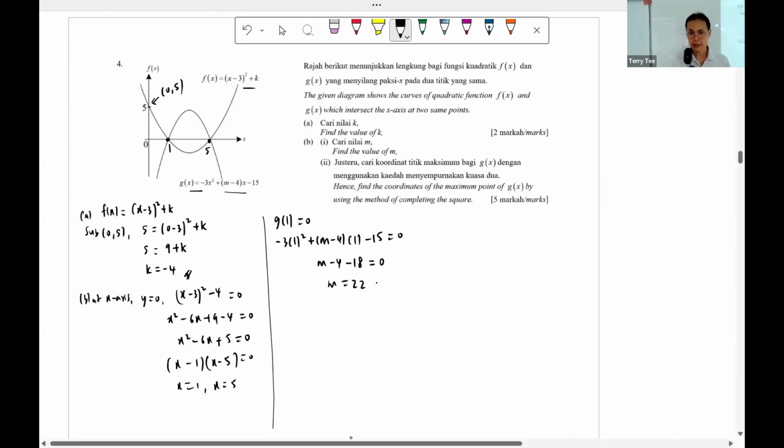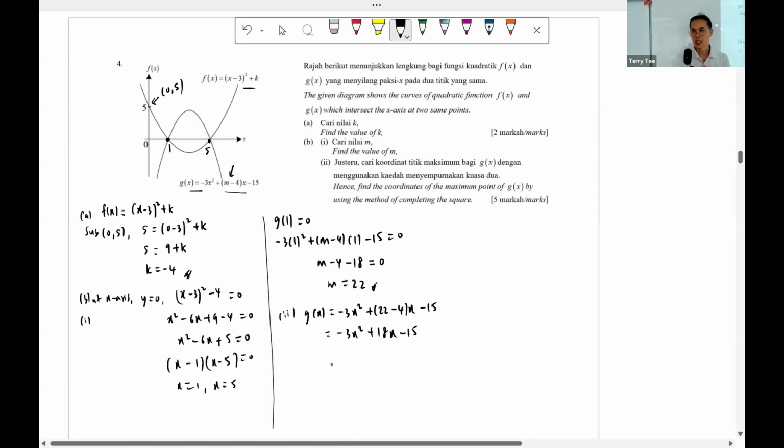Now that I know my value of m, this is part B, part 2. Hence, find the coordinates of the maximum point by completing the square. So now that I know m is 22, you can sub inside. Your g(x) is now minus 3x squared plus, m is 22, so you put a 22, minus 4x minus 15. 22 minus 4 is 18.